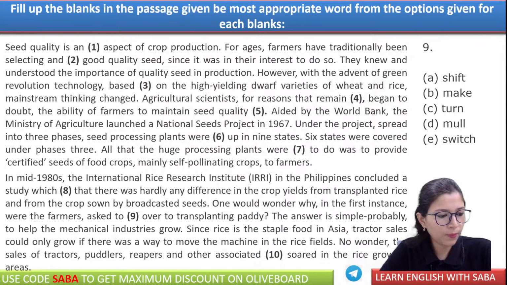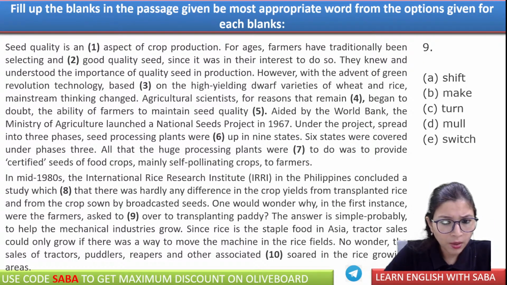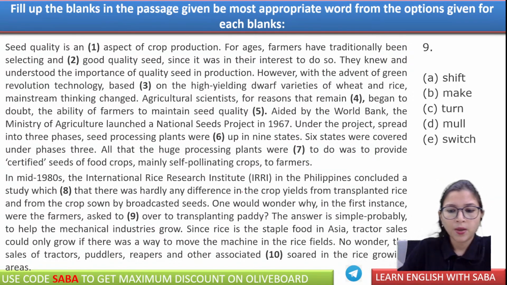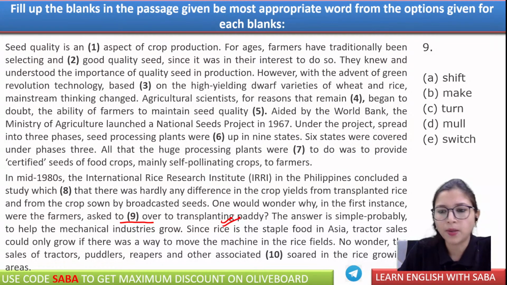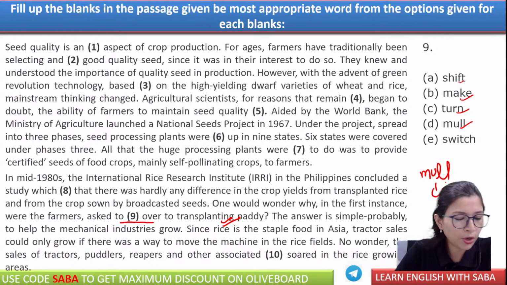Now ninth blank. Quickly, guys. E, A. Now here again different tenses. A, E, D, all different tenses. Now what is given? One would wonder why in the first instance were the farmers asked to dash over to transplanting paddy. So, shift over to, make over to, turn over to, mull over to. What is the meaning of this word mull? M-U-L-L. What is the meaning of this word mull?